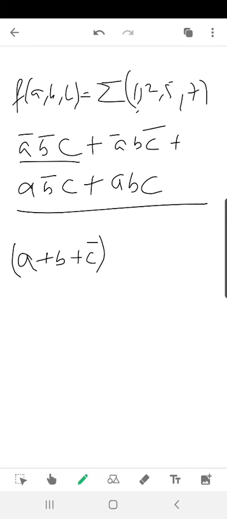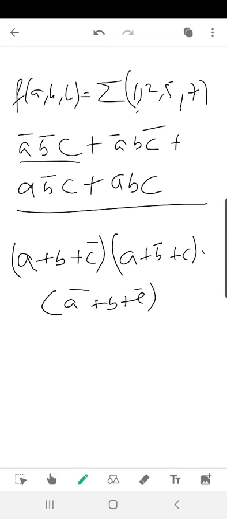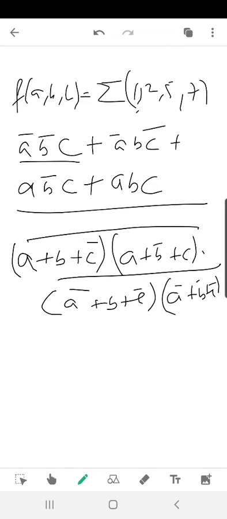Then we have A bar B C bar. It will become A plus B bar plus C. Then multiply by, it is again A B bar C. It will become A bar plus B plus C bar, and ABC will become A bar plus B bar plus C bar. And since this POS form is actually a complement of SOP form, we will require a complement, and this complement is represented by our NAND gate, because we know that complement of product is always represented by our NAND gate. So we will simply use NAND gate in place of AND gate.